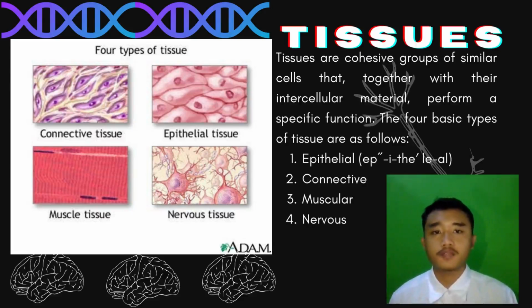Second, we have connective, supportive tissues that bind together and support various structures. And then we have muscular tissues that make up the substance of a muscle. The last is nervous. Nervous tissues make up the substance of nerves and nerve centers.